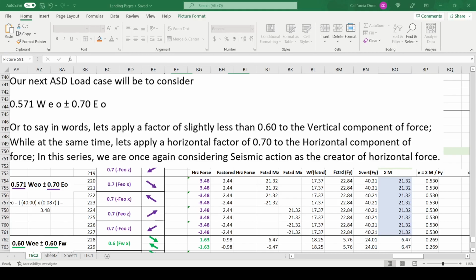Our next ASD load case will be to consider 0.571 WEO plus or minus 0.70 EO. Or to say in words, let's apply a factor of slightly less than 0.60 to the vertical component of force, while at the same time, let's apply a horizontal factor of 0.70 to the horizontal component of force. In this series, we are once again considering seismic action as the creator of horizontal force.